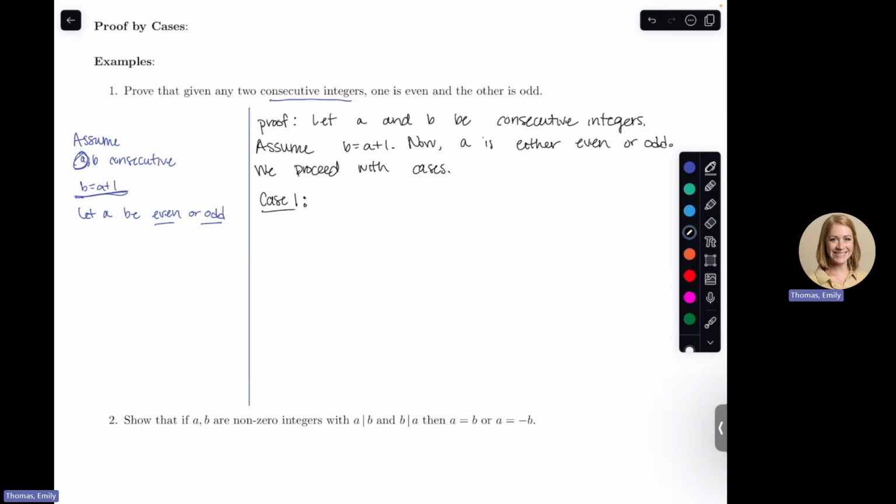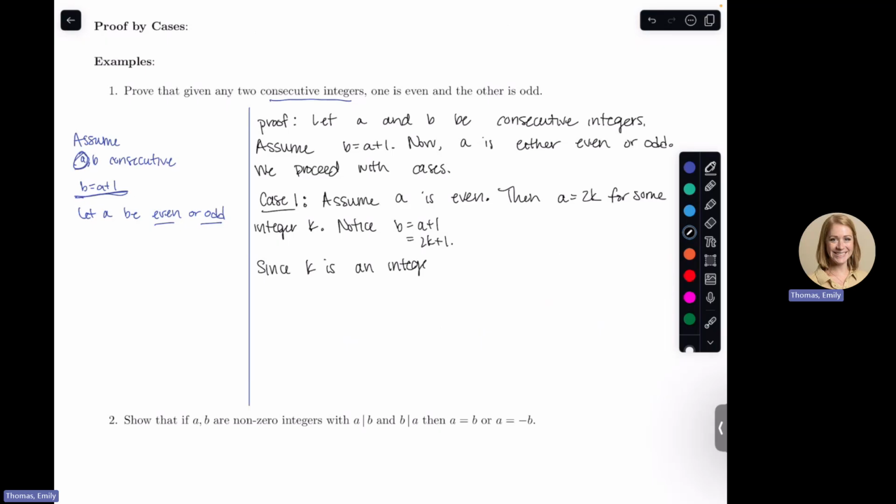So case 1, we're going to assume that A is even. So then A is equal to 2k for some integer k. Notice B is equal to A plus 1, so B is 2k plus 1. And then since k is an integer, B is odd.